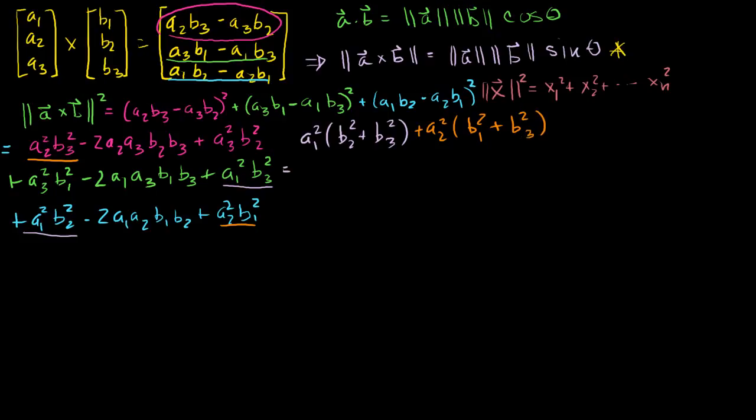And then finally, plus a3 squared times, well, that's that term and that term, so b1 and b2. So b1 squared plus b2 squared.